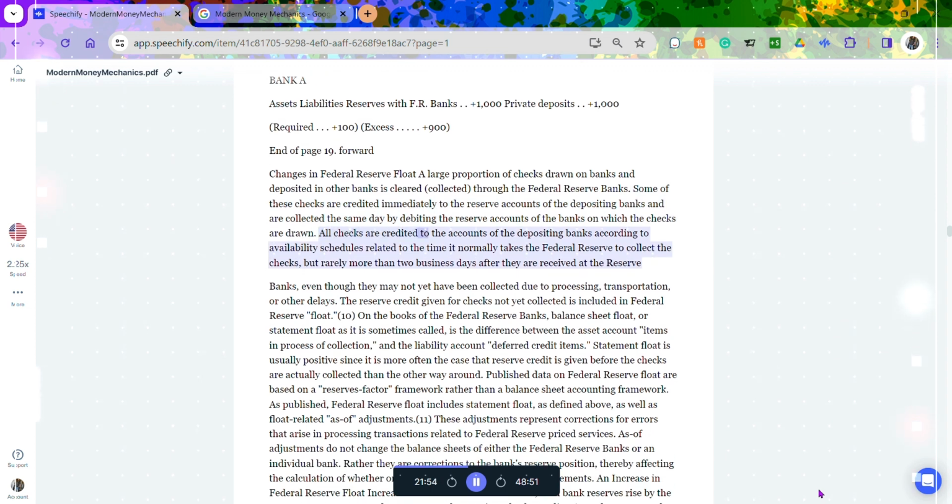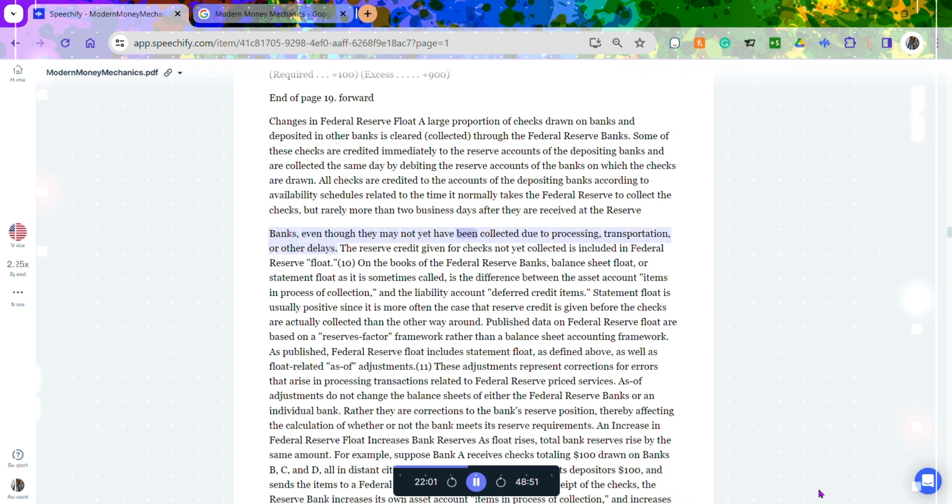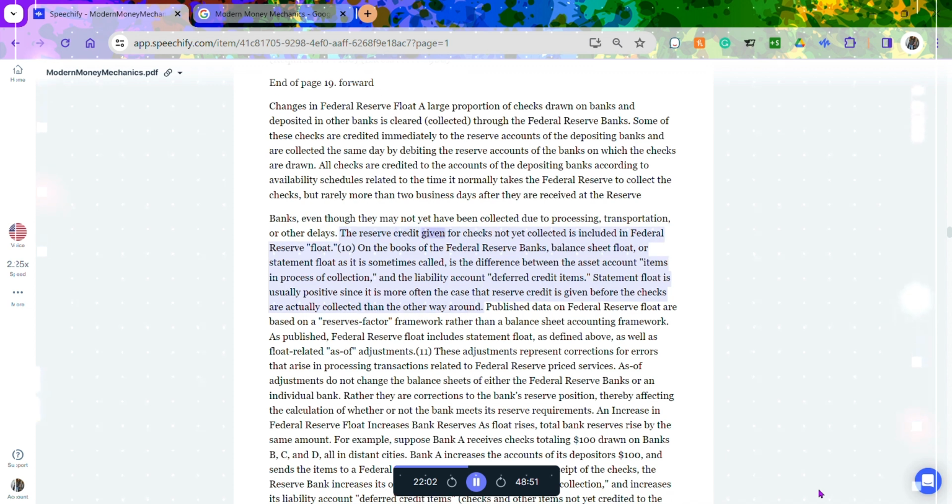All checks are credited to the accounts of the depositing banks according to availability schedules related to the time it normally takes the Federal Reserve to collect the checks, but rarely more than 2 business days after they are received at the reserve banks, even though they may not yet have been collected due to processing, transportation, or other delays. The reserve credit given for checks not yet collected is included in Federal Reserve float.